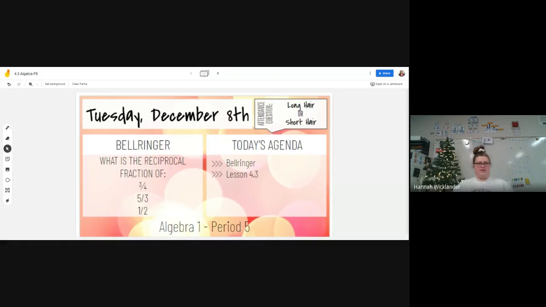Fractions, because we're going to be using those for our assignment today. So a reciprocal fraction is just a flipped fraction. So the denominator becomes the top number and the top number becomes the bottom number. So in the chat, give me the reciprocal fractions of those three fractions.